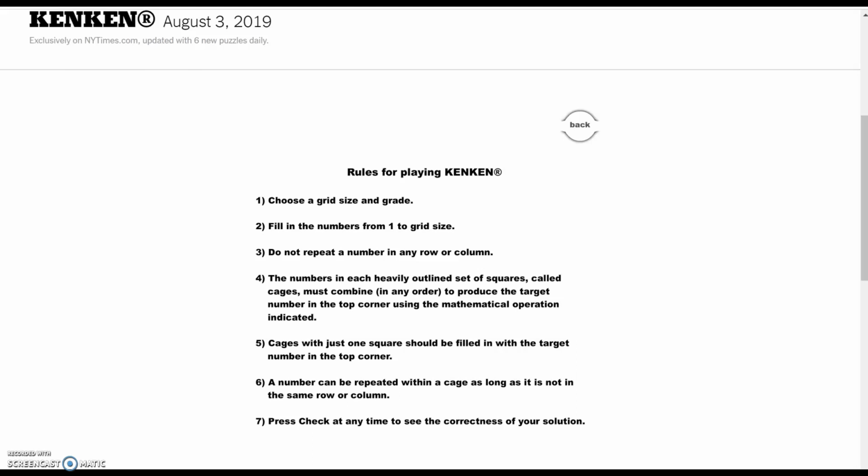You get to choose a grid size. We're going to choose 4 by 4. That means we get to use the numbers 1, 2, 3, 4 in each row and each column. You cannot repeat a number in any row or any column. There's cages. I think you'll understand about the cages. You can read the rest of these directions if you want to.